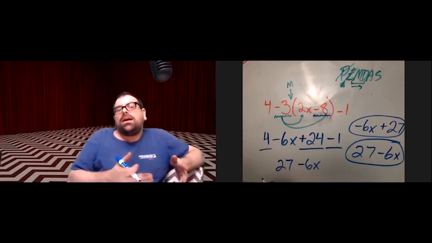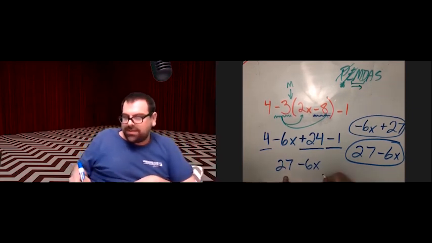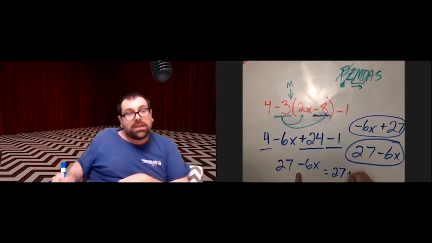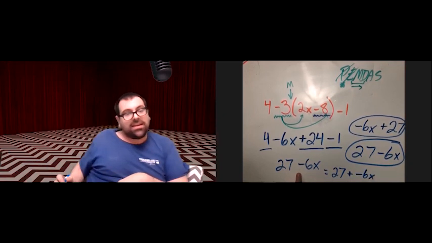Why? Well, 27 minus 6x is the same as 27 plus minus 6x, because subtraction is adding the opposite. What can we do when we have two things with a plus? We can switch them around the plus sign.